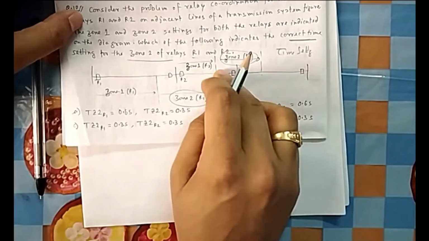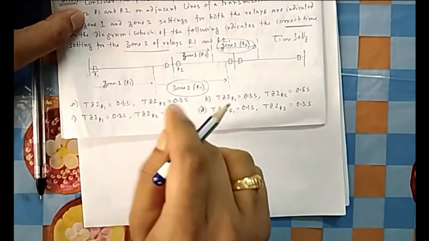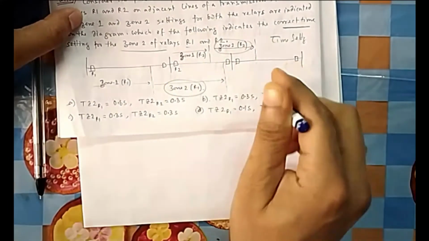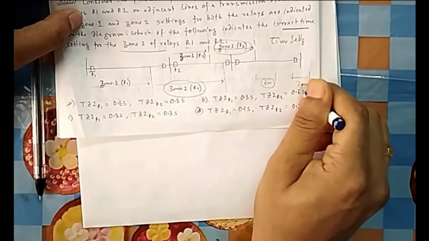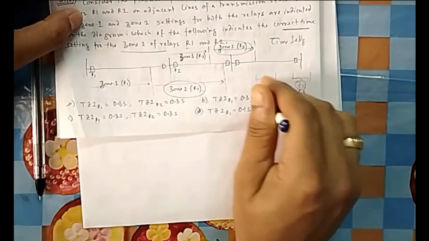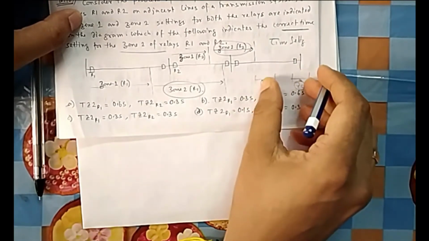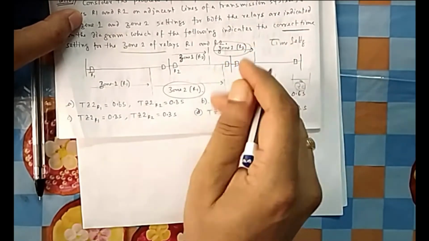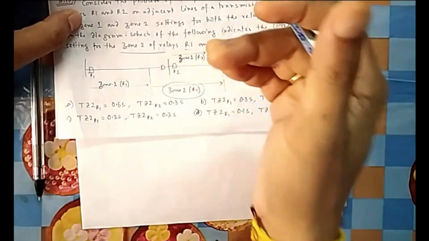If both operate in the same zone, then you have to think which one should operate first, which one should operate later. If there is no common zone, zone 1 is here and zone 2 is here. Suppose one zone is here, one zone is here. Then no need for time coordination because they are not operating simultaneously. It will operate for this fault, it will operate for this fault. If there is a common area where both can operate, then you have to think for time. You have to give time setting. One should act fast, one should act later.